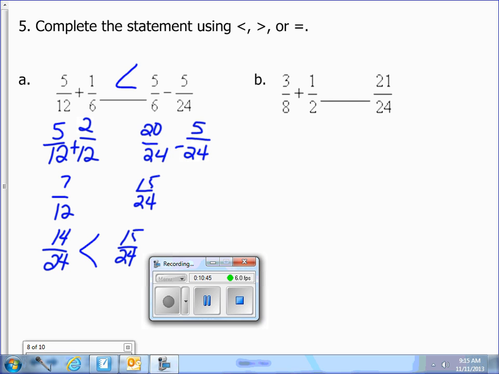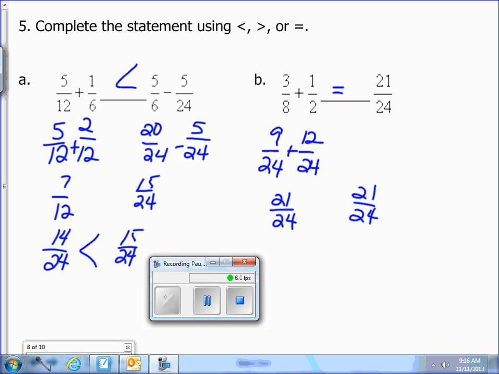Looking at B, you can find a common denominator for all of those denominators to compare them. I'm going to pause it and let you figure it out, and I'll come back. Okay, there were a couple of options on B. You could have noticed that they could all have a common denominator of 24. Or you could, on the left-hand side, change those to have a common denominator of 8 and reduce 21 over 24. But either way, you should have gotten that those are equal.